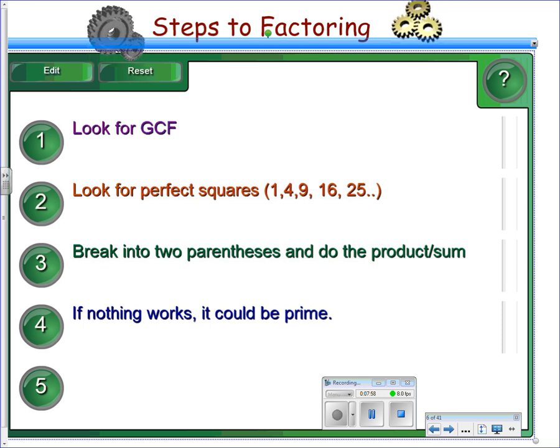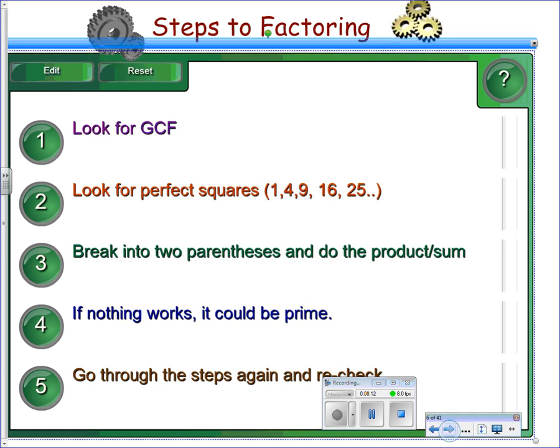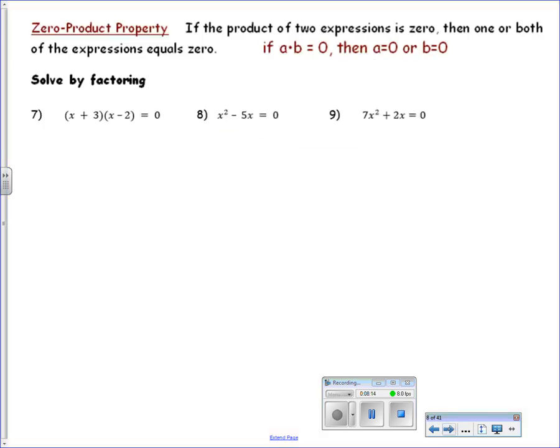If nothing works, it could possibly be prime, or we'll find out later on it might just not be factorable, so we might need to do a different strategy. And then try again and recheck, you know, if all else fails. So this is where the big part of the lesson is, where we need to practice and hone, because some students really struggle with their factoring, which is coming back from Algebra 1. And we don't do a lot of factoring in geometry. So it's been a while since you've seen some of this stuff.